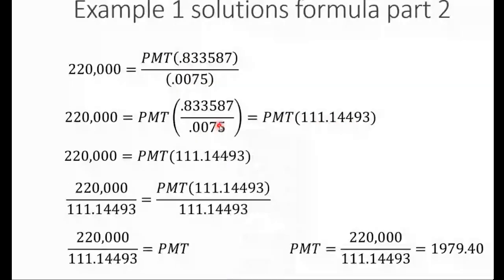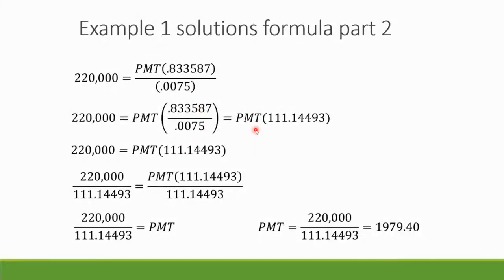So we divide, as you can see. Then we have to divide again, because we want to get PMT all alone. And this is what we get. So altogether, we have PMT is $1,979.40. So that's how much we pay each month to pay off the mortgage.